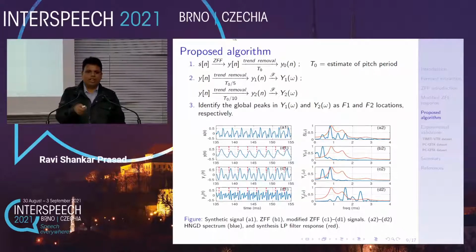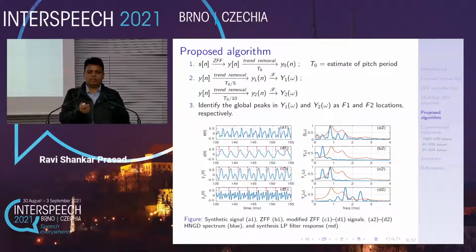So we proposed an algorithm based on our observations. We take the speech, and a regular ZFF will give you a component which is primarily the source component. But when we do trend removal with respect to the fundamental period, by 1/5 or 1/10, we get the first and the second formant components in speech. So this is how it works. In the speech signal, the first component, which is achieved by the ZFF, is a fundamental frequency component, and the second and the third filtered components are essentially the formant information components.